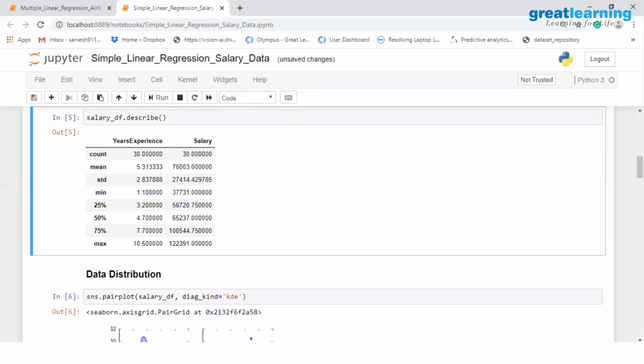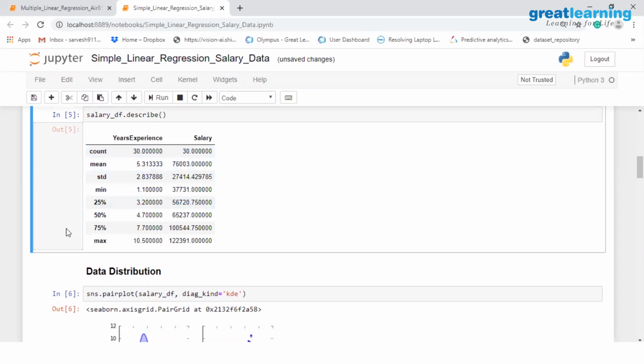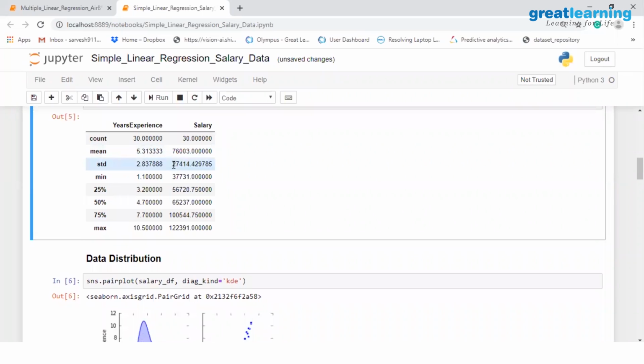Describe gives me the summary of the years of experience, the total summary. The mean value of the salary is 76,003. Why is it showing different? We have taken only 10 records in Excel to represent it, but here there are a total of 30 records. If I wanted to show the 30 records, it would be very confusing. So I've taken only 10 records. The standard deviation is 27,404 for the salary, and for the years of experience the standard deviation is 2.8.